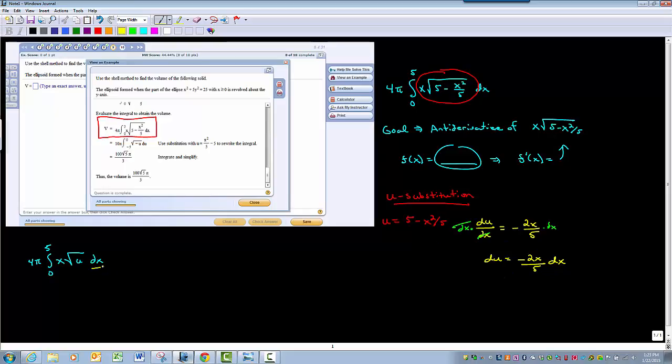So I want to replace dx. Well, dx is right here, so let's solve for it. This is going to be 5 du over negative 2x is equal to dx. Okay, so I can now replace this. So this is equal to 4 pi, the integral 0 to 5 x square root of u times dx, which is this guy.